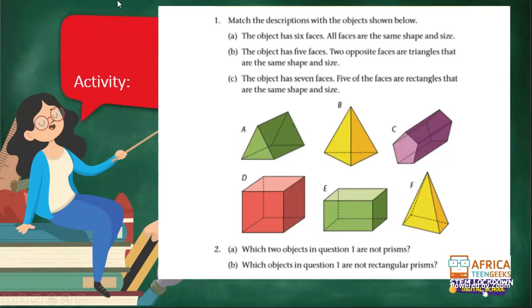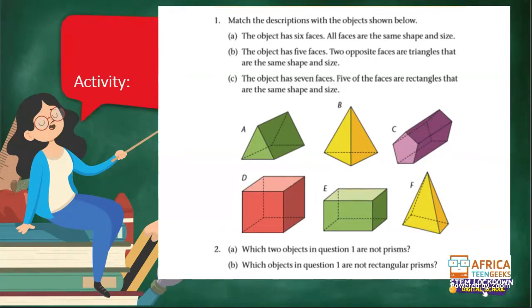All right, so here is an exercise. I hope we have access to the chat box. So here's an exercise for us. We are going to match the description with the objects shown below. This is question 1. It has 3 questions. We are going to match the description with the objects shown below, meaning these objects here, A, B, C, D, E, F. All right, so the first description says, the object has 6 faces. All faces are the same shape and size.